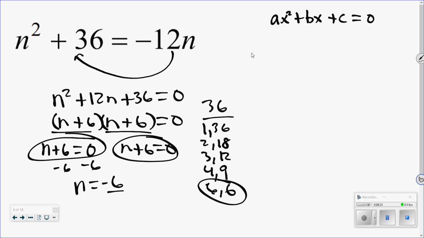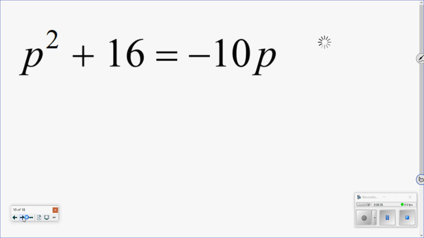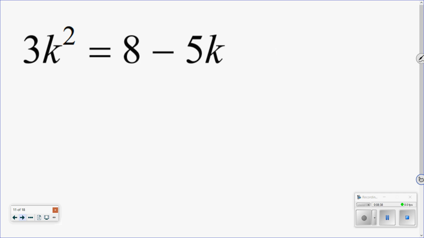Okay, all the ones we've done so far have been pretty easy to factor. Sometimes they won't be. Let's try this one right here.